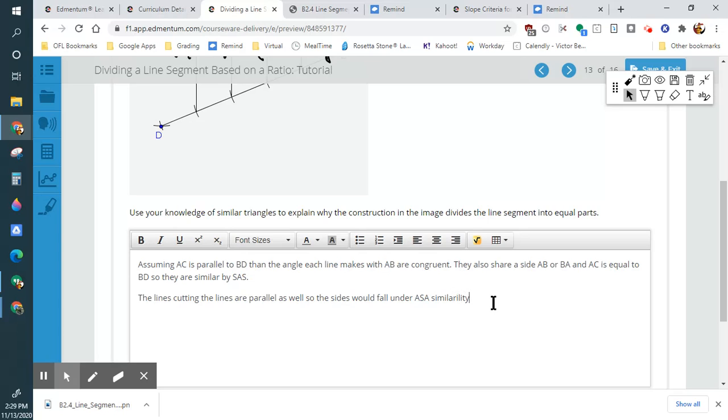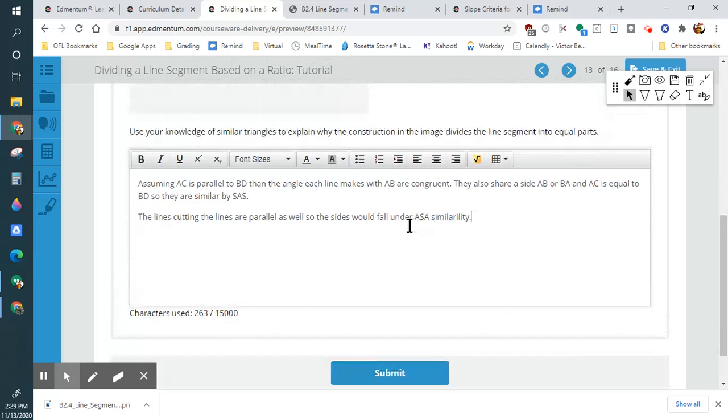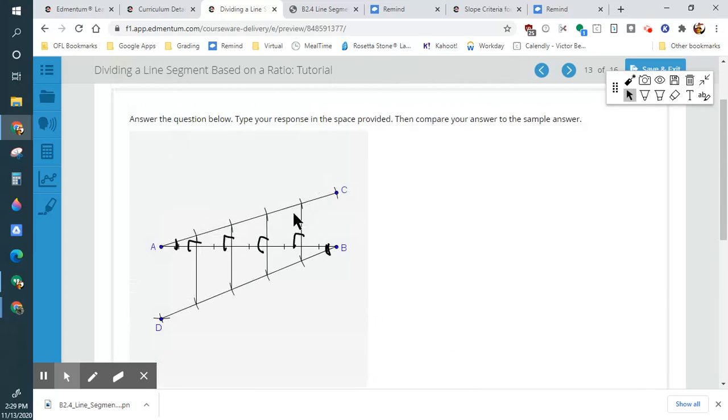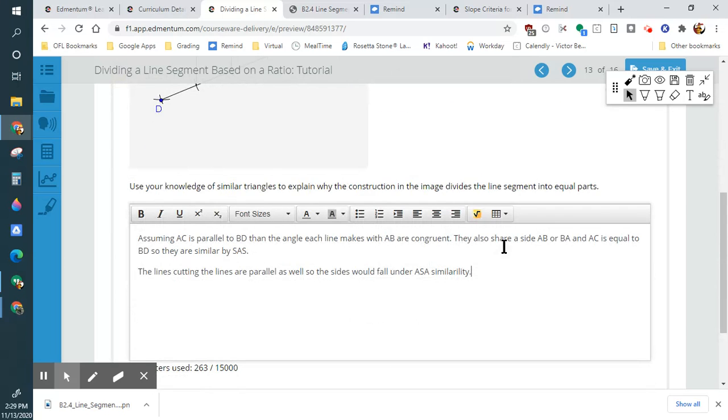Similarity. So that's how I would describe it. I think that's what they want us to do, but that's the explanation. It's side angle side similarity. So they're already similar, so any theorem would work.